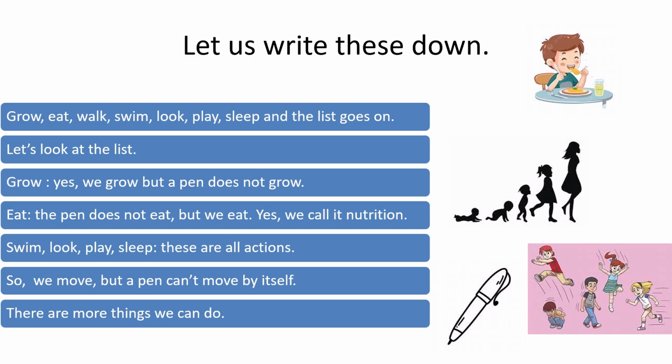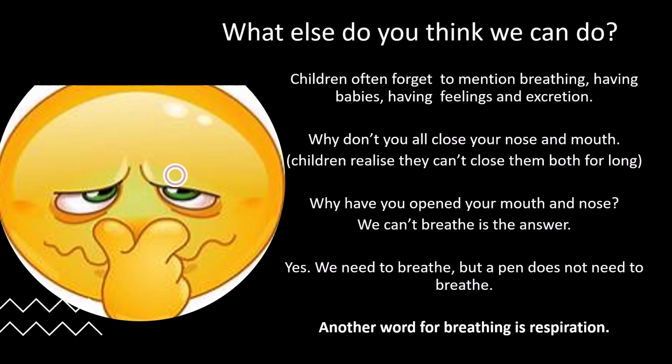There are more things we can do. Can you think about them? What else do you think we can do? Children often forget to mention breathing, having babies, having feelings and excretion. Why don't you all close your nose and mouth? Children realize they can't close them both for long. Why have you opened your mouth and nose? They would answer, we can't breathe. Yes, we need to breathe, but a pen does not need to breathe. Another word for breathing is respiration.